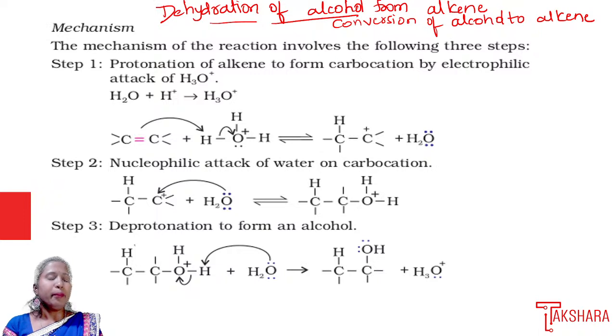Okay, so the mechanism of the reaction involves the following 3 steps. So in the mechanism we have 3 steps. The first step is protonation of alkene to form carbocation by electrophilic attack of H3O+.